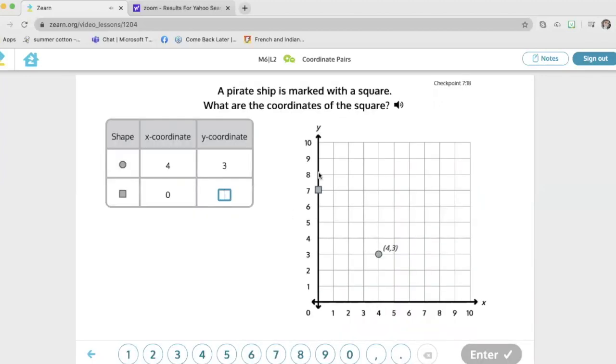Okay. Look at our square. Now, these are tricky because I get that there's no mark on the x-axis, but technically it's on the origin, which is 0. So that means our x-coordinate has to be 0. If it's on the line, it's going to be 0, okay? But the y-coordinate still means we have to go up. So 1, 2, 3, 4, 5, 6, and 7. So the plot for this would be 0, 7.